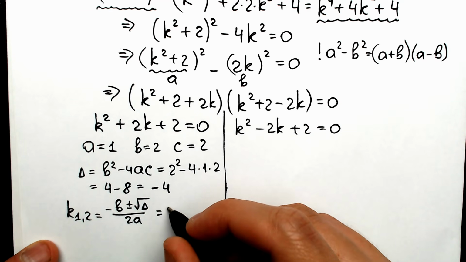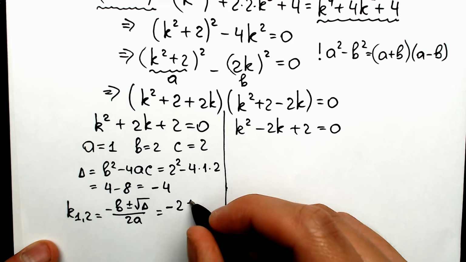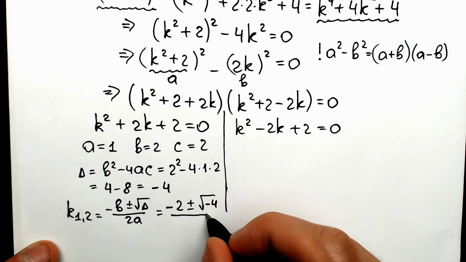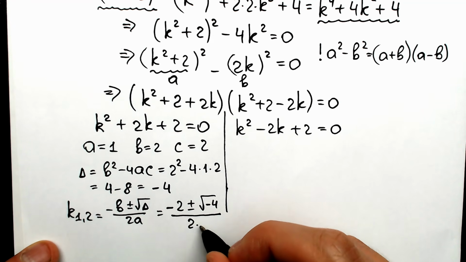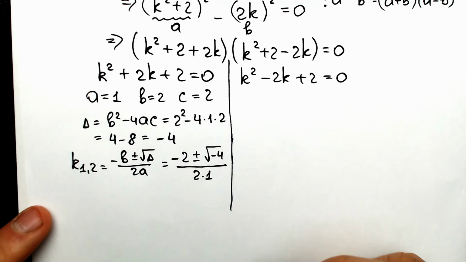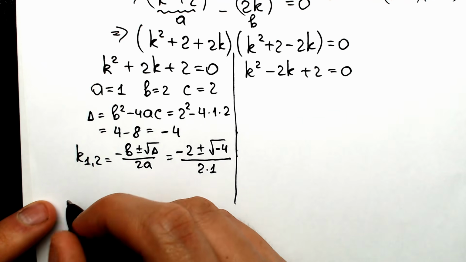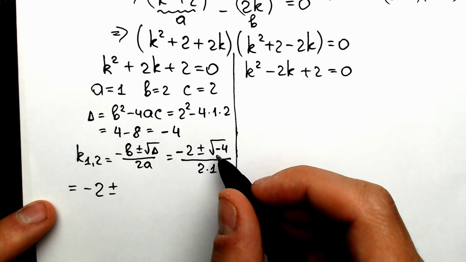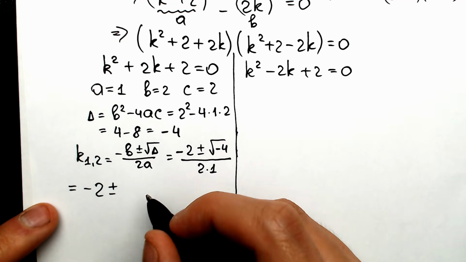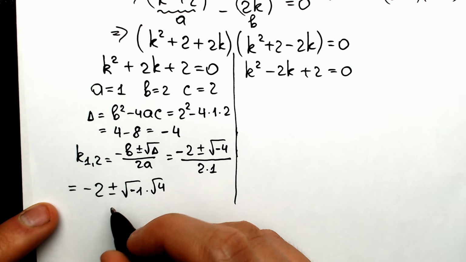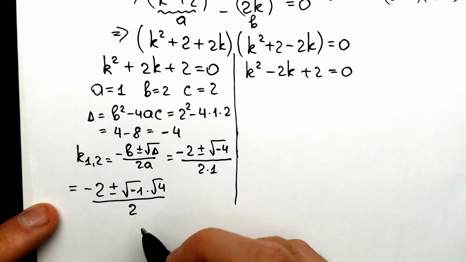So we have minus b plus minus the square root of the discriminant, the square root of minus 4, and all over 2a, all over 2 times 1. So right now let's simplify our expression real quick. We have minus 2 plus minus the square root of minus 4, which we can write as the square root of minus 1 times the square root of 4, all over 2.